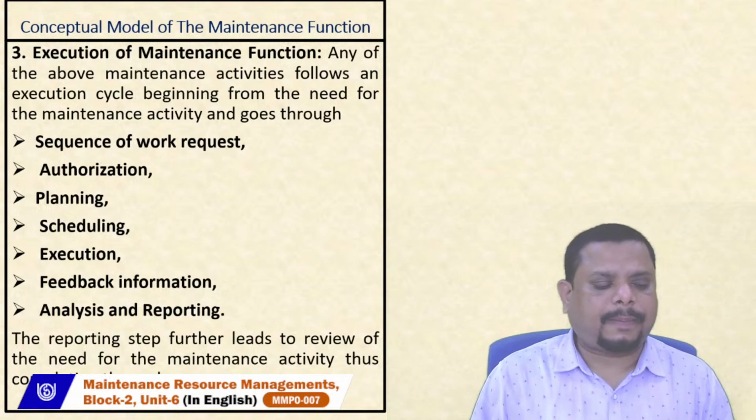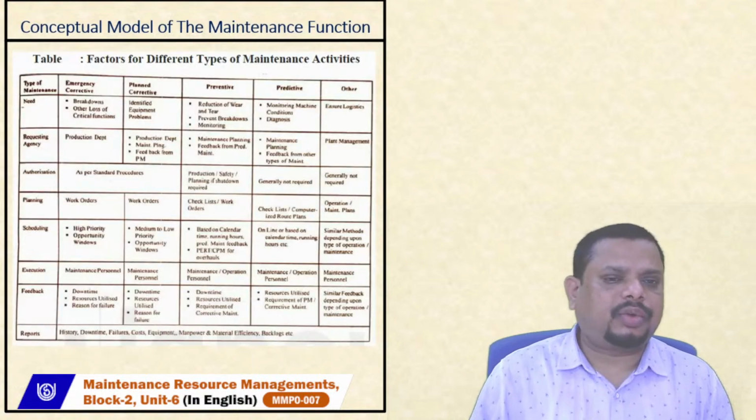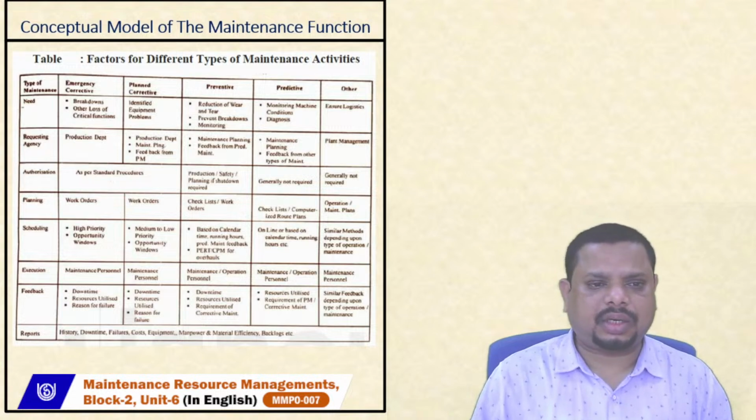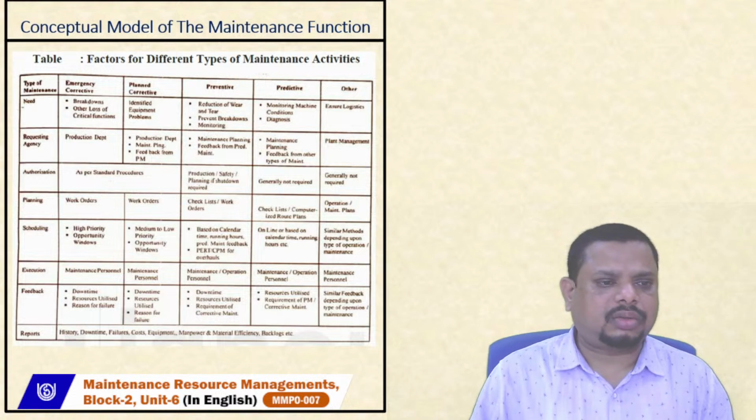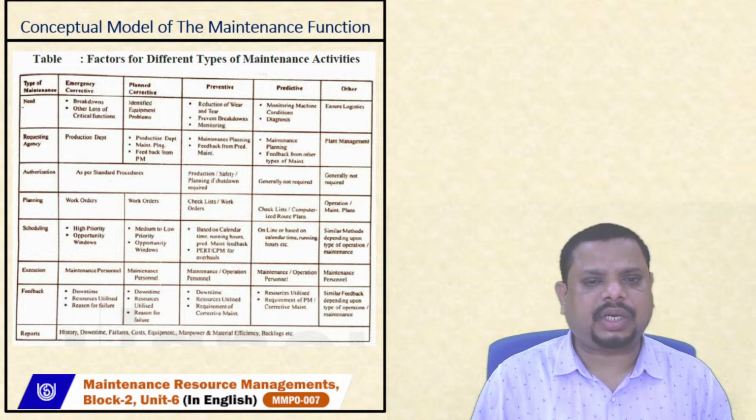Moving to the next one. Before implementing the conceptual model, we have to understand the different types of maintenance activities. As I told, we have emergency corrective maintenance, planned corrective maintenance, preventive maintenance, predictive maintenance, and other types of maintenance.